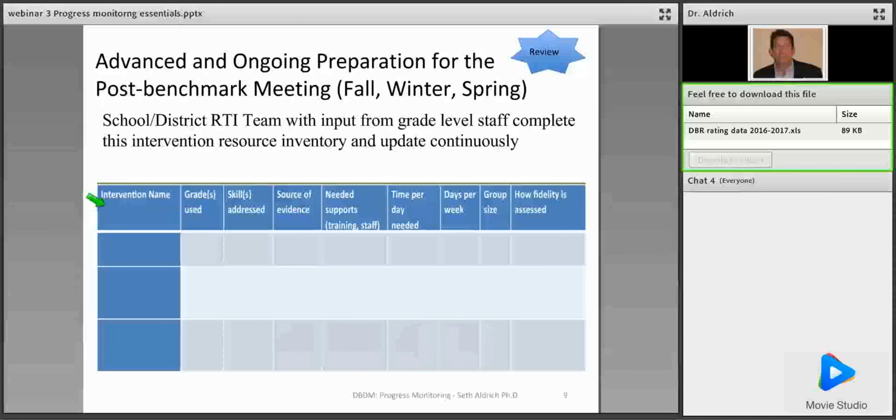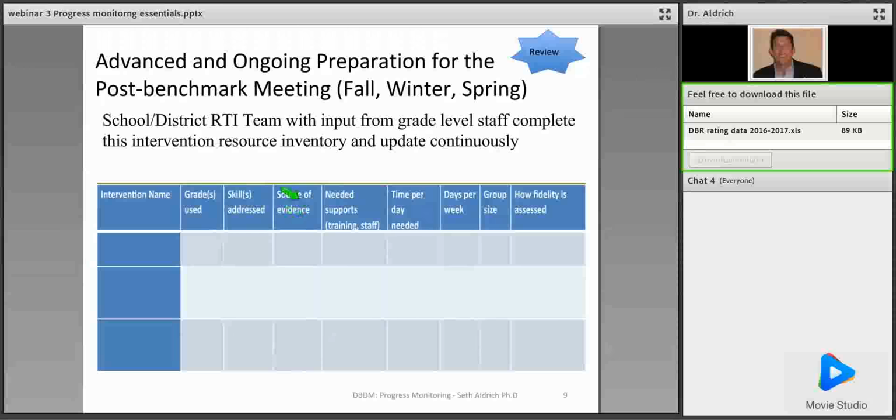I have to say, when we get into problem-solving meetings or benchmark meetings where we're really trying to come up with interventions that are going to support students' needs, having a menu like this is helpful: one for Tier 3 interventions, one for Tier 2 interventions that the districts put together, and one for core supports, where we list the name of the approach or the intervention, the grades used, skills addressed, and source of evidence.